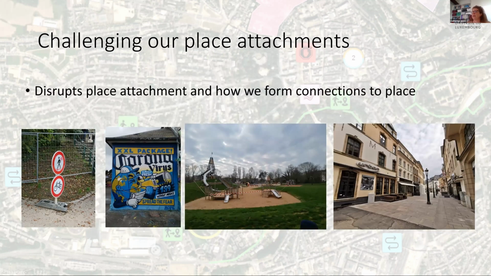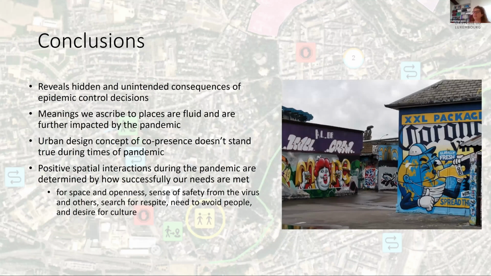Also, we have seen and observed that the pandemic challenges and disrupts how we form attachments to places and how we form connections to places. But I won't go into details because I'm over time. So in conclusion, we can reveal that there are hidden and unintended consequences of the epidemic control decisions.